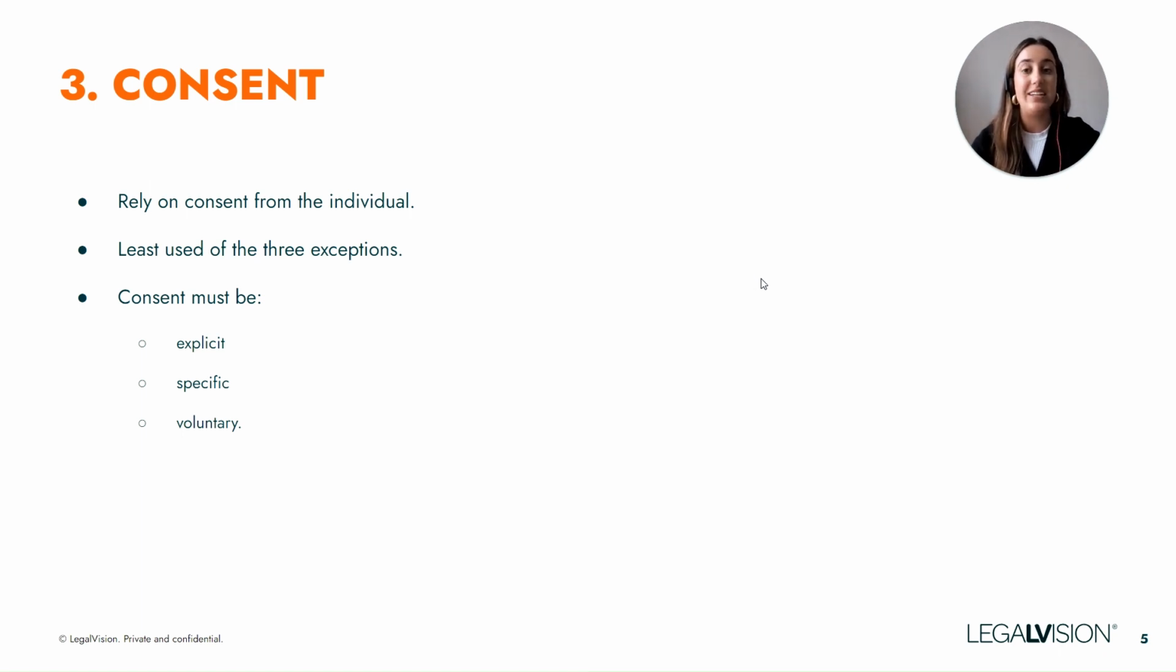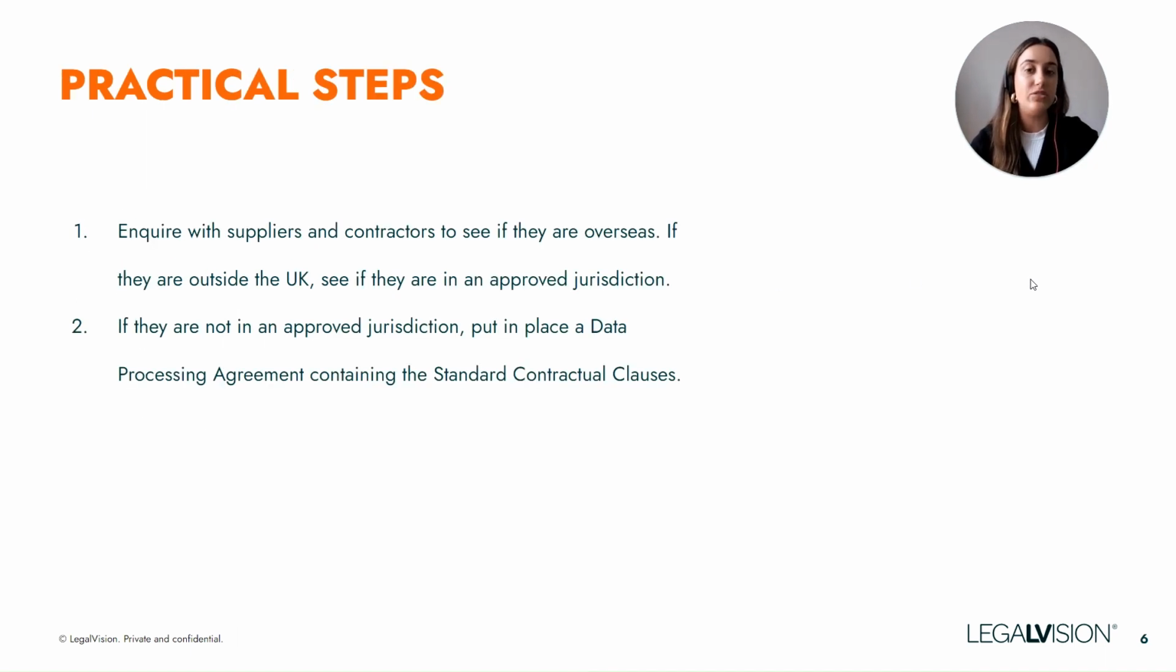This consent needs to be explicit, specific and voluntary, so it is used less than the other exceptions. On a practical level, you can ensure GDPR compliance by inquiring with your suppliers and contractors to see if they're overseas, in which case you could be sending personal data outside of the UK. If they're outside of the UK, see if they're in an approved jurisdiction, and if they're not, put in place a data processing agreement with those approved standard contractual clauses in place with your supplier.